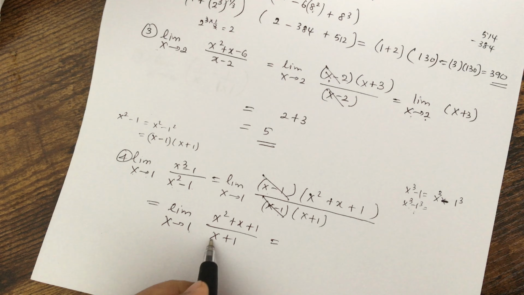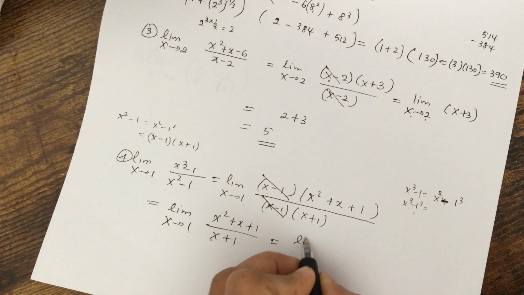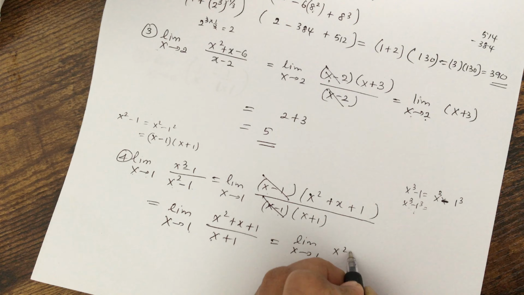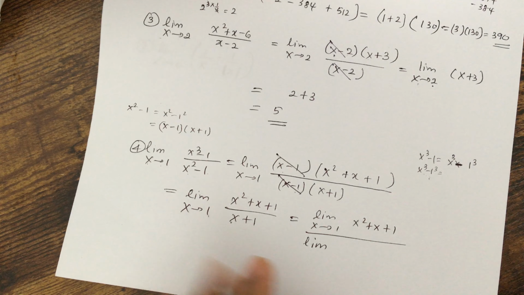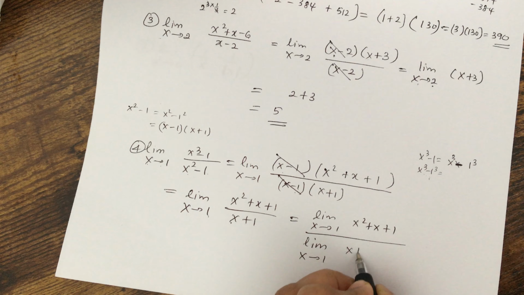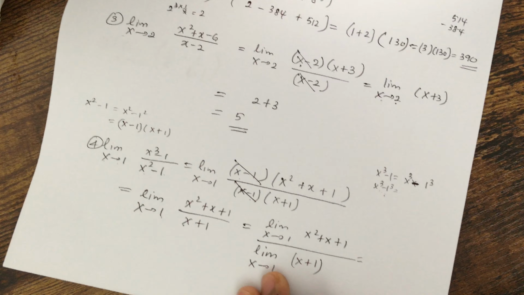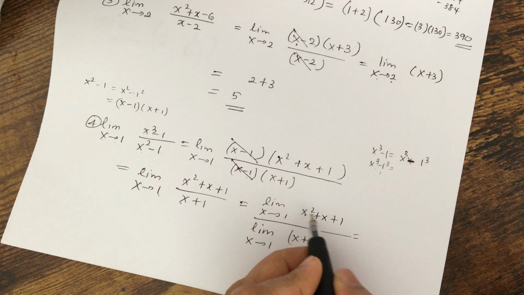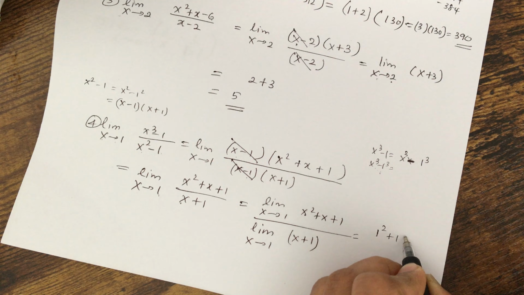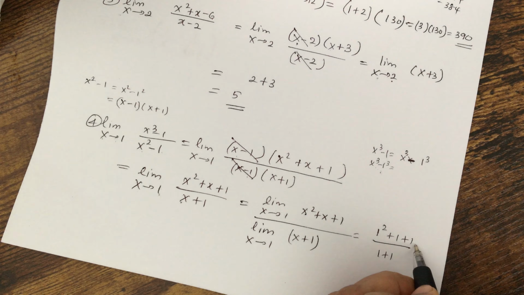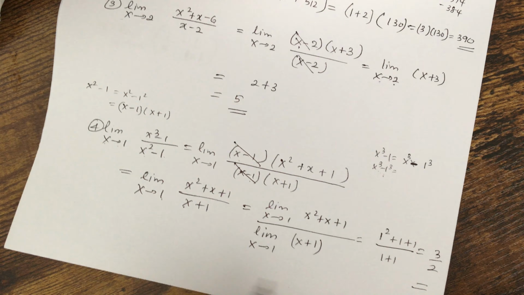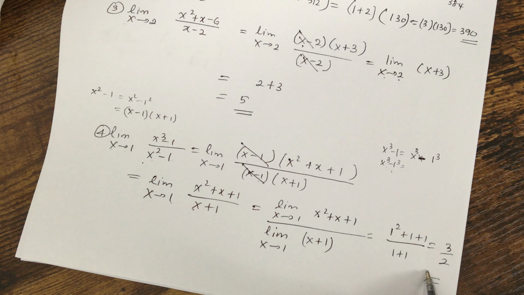So now as x goes to 1, you have the numerator, and in the denominator you have 2, right? So the denominator is not equal to 0. Now you can use limit laws. The limit as x goes to 1 of x squared plus x plus 1 divided by the limit as x goes to 1 of x plus 1. So what is the limit then? You substitute 1 for x: 1 squared plus 1 plus 1 over 1 plus 1, right? So that means you have 3 over 2. So the limit of this function is 3 over 2.